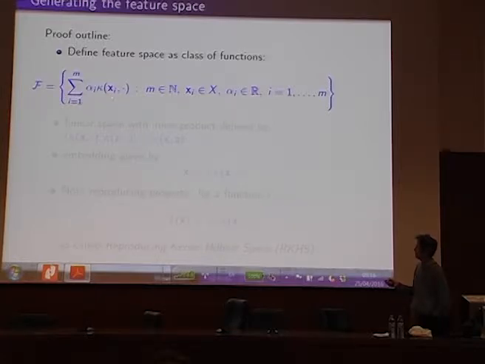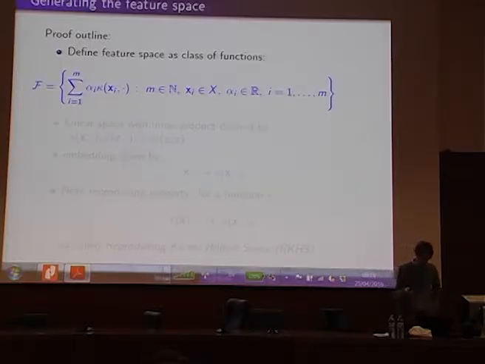At some points in the input space, let's call them x1 up to xm, I choose some weights, alpha i, that are real numbers, and I create the function that evaluates the kernel at those points, with the argument of the function being the input. So this is a mapping from some input point into a real value. It's a real-valued function on the input space, and those are the points in my feature space.